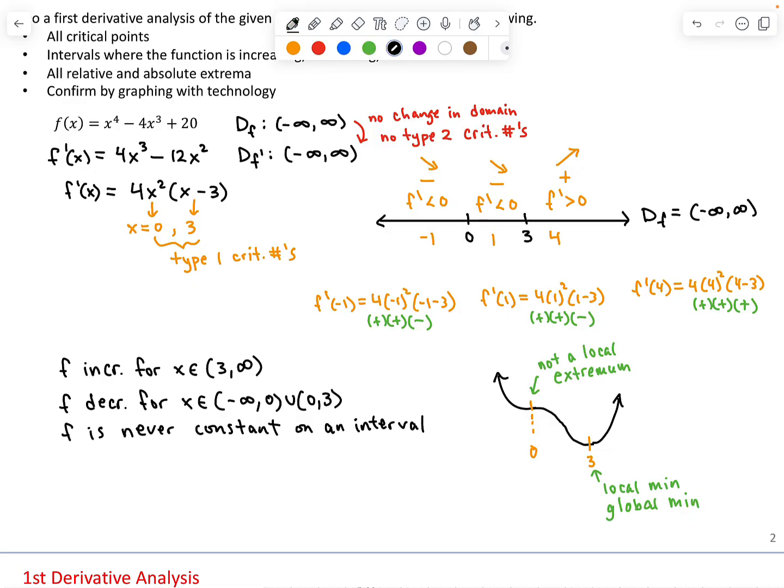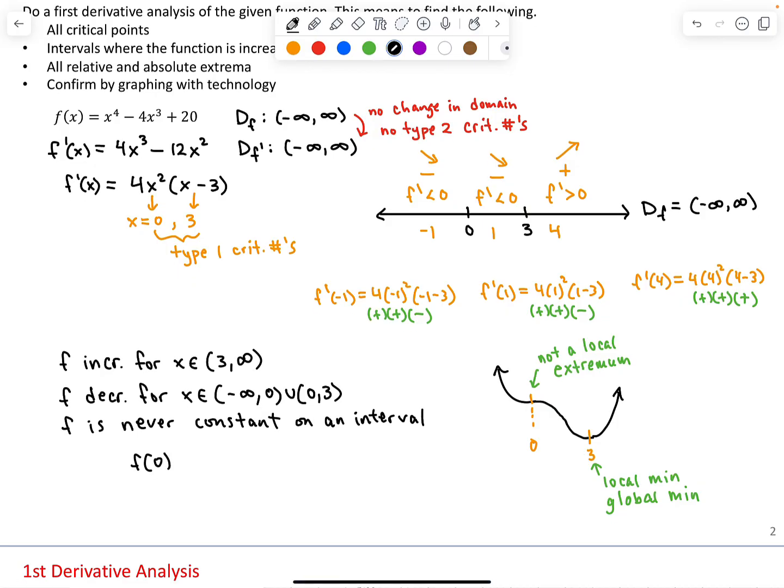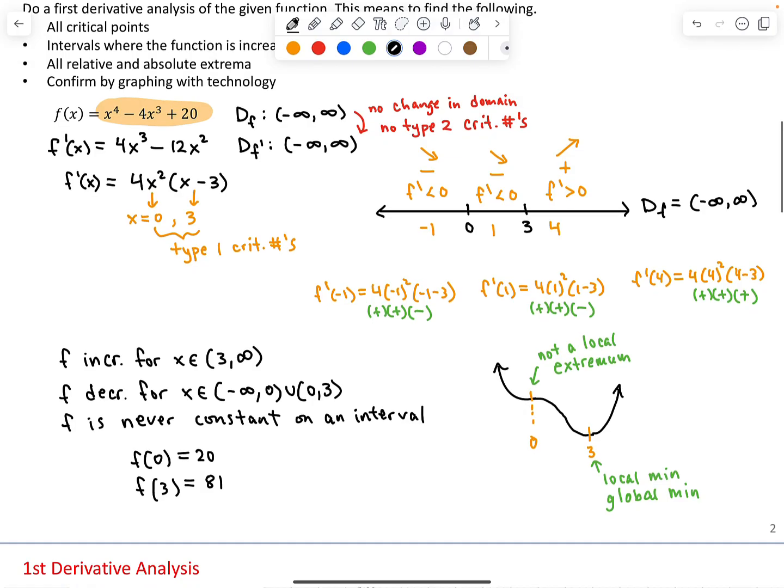Let's go ahead and find the y-coordinates of these two locations. We plug 0 into the original function, not the derivative. So I'm looking right here. Plug 0 in, we get 20. And now let's plug 3 into the original function. We'll get 3 to the 4th, which is 81. 3 cubed is 27, times 4 is 108, and then plus 20. So 81 plus 20 is 101, and then minus 108 takes me to negative 7.